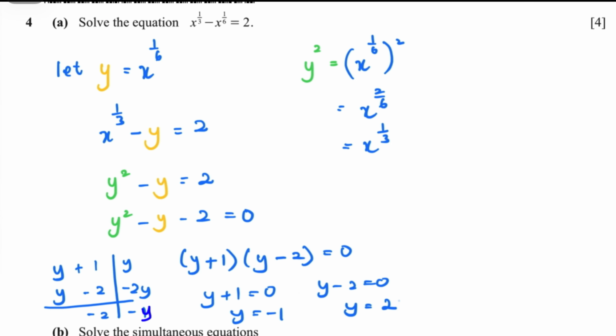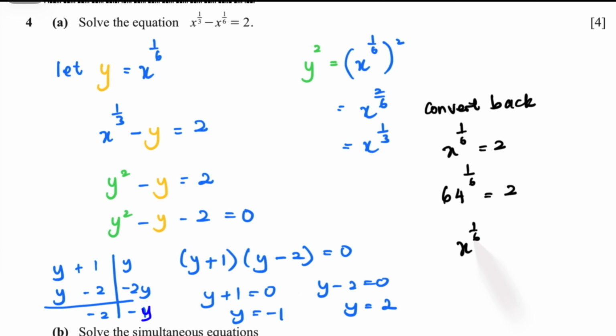Now we need to convert back to our original equation, where x to the power of 1 over 6 is equal to 2. Now 64 to the power of 1 over 6 is equal to 2. Let's check when it's equal to negative 1. If x to the power of 1 over 6 is equal to negative 1, this is not allowed, so rejected.